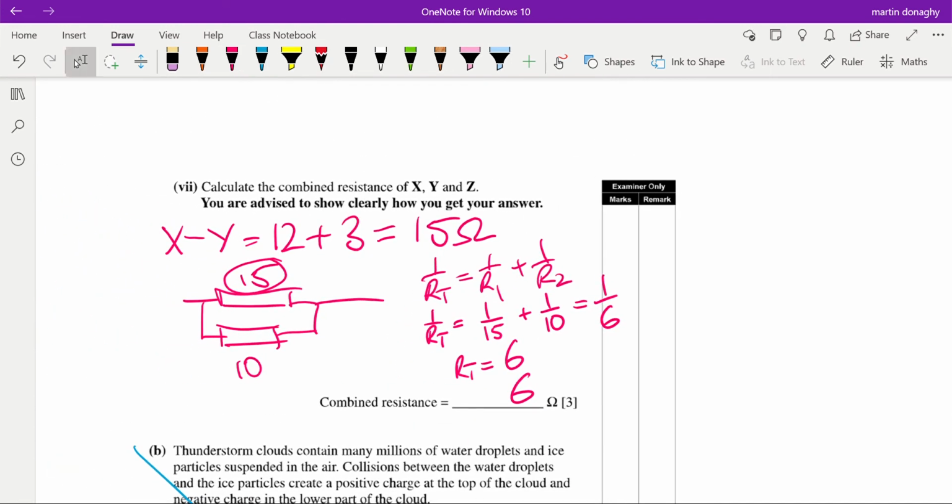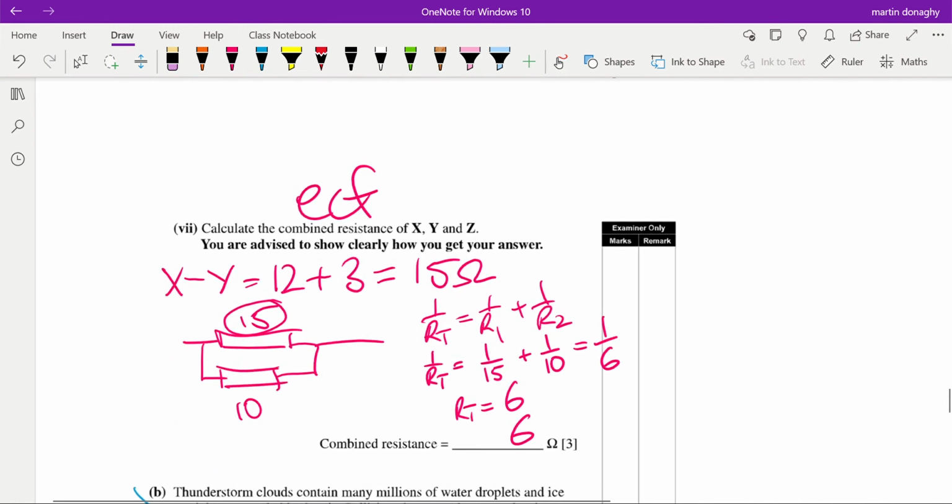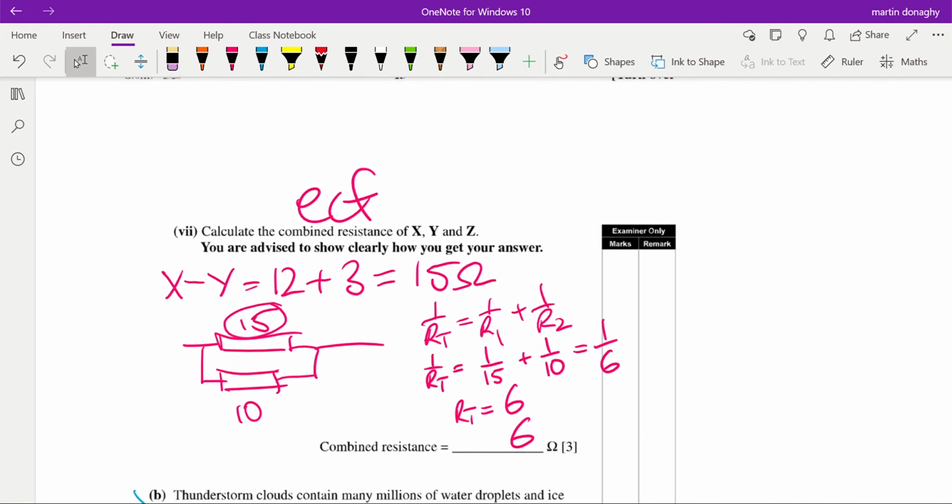Be careful there. You will get ECF on this question. So let's say you weren't able to get those answers. Write something in, and if you work them out correctly from those wrong values you put in there, you could still get 3 marks for that last part. Don't hinder yourselves by not answering the previous part and then not being able to even access the marks in the next questions. Make sure if you couldn't do that, you continue on with the question.